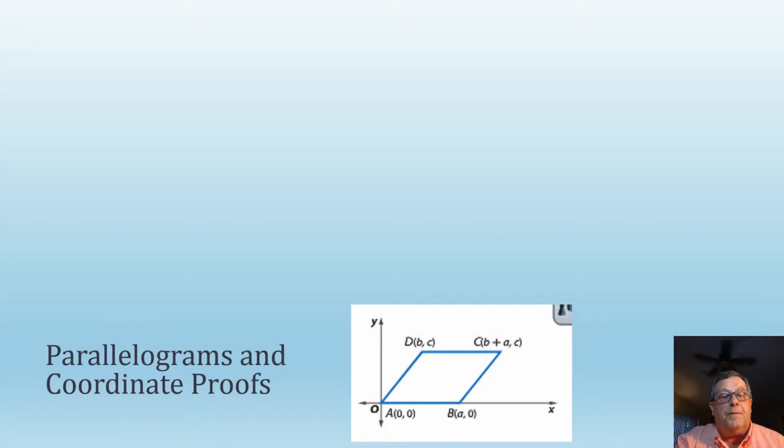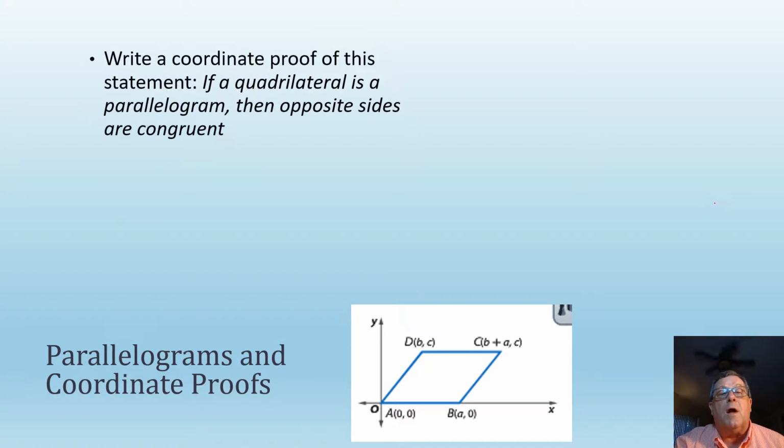All right, proving parallelograms using coordinate proofs. So let's see what we're up to here. We're asked to write a coordinate proof of this statement: if a quadrilateral is a parallelogram, then opposite sides are congruent. Well, we know that that's one of the theorems of a parallelogram.